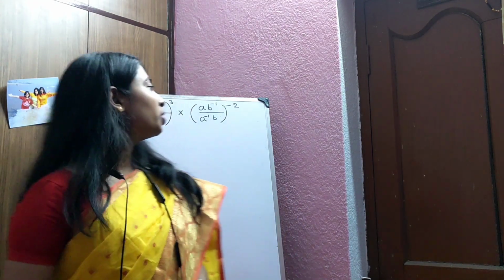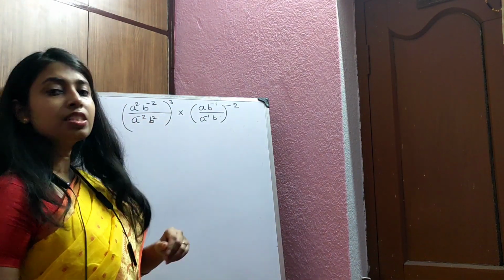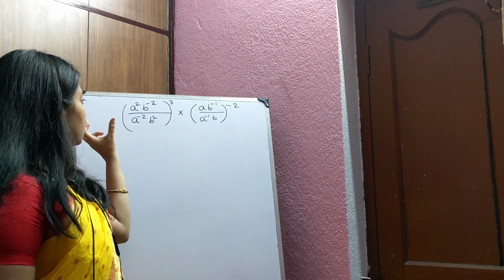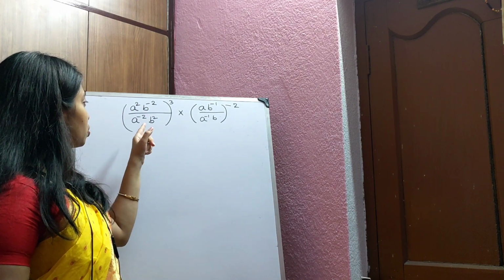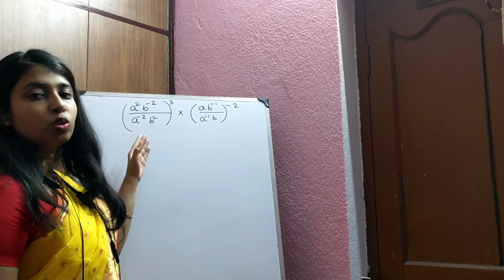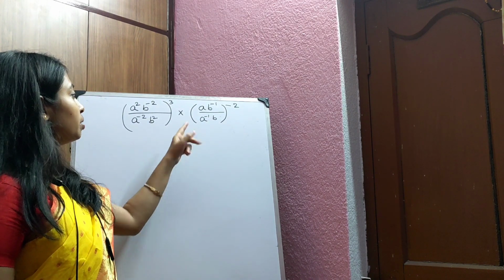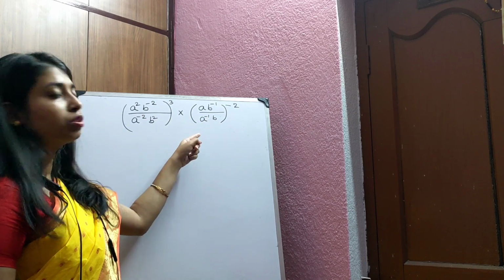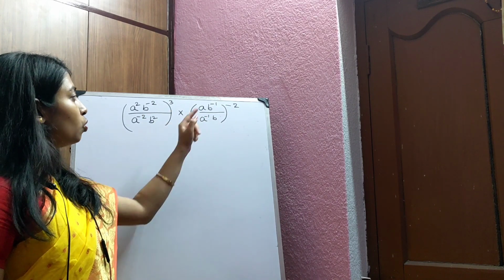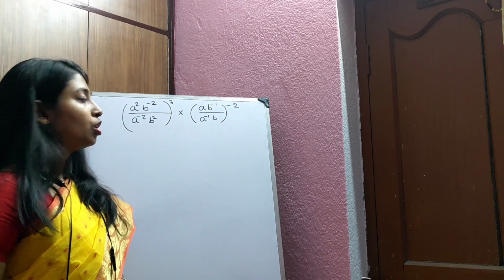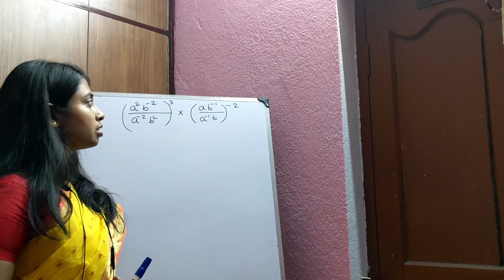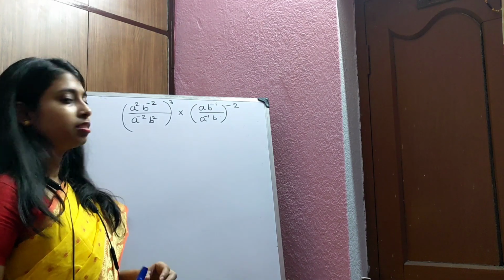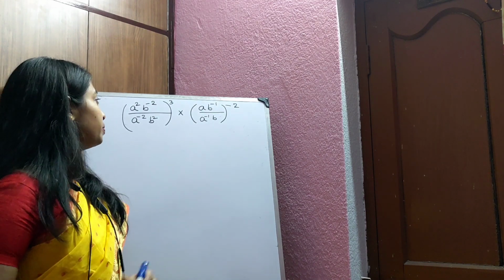Hello everyone. So we have an expression here again from indices. The expression is a square multiplied by b to the power minus 2 divided by a to the power minus 2 multiplied by b square, the whole of which is raised to 3, multiplied by a into b to the power minus 1 divided by a to the power minus 1 into b, the whole of which is raised to minus 2. So it seems a complicated expression which we have to simplify and solve. Okay, and the answer will be really simple.